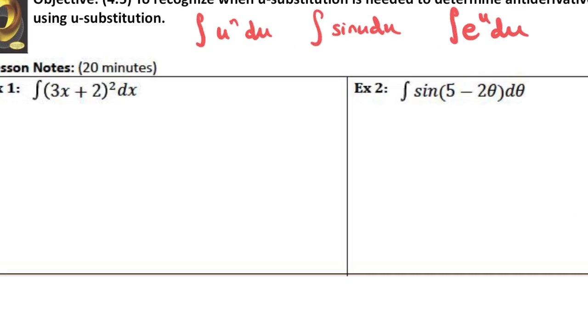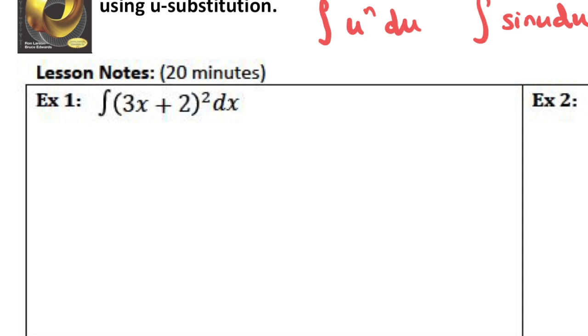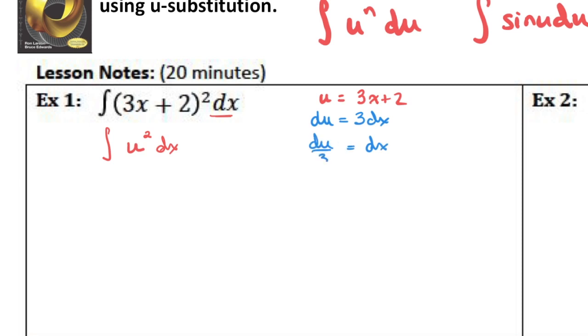So as we look at example 1, notice the parentheses are grouping your 3x plus 2 together. This was a composition of functions. So we're going to allow u to be equal to 3x plus 2. Now, if we use substitution in order to let u equal 3x plus 2, notice we're left with dx in the problem. What we'll do next is figure out the differential of u with respect to x. And we see that du is equal to 3 dx. If we solve for dx, we'll get du over 3.